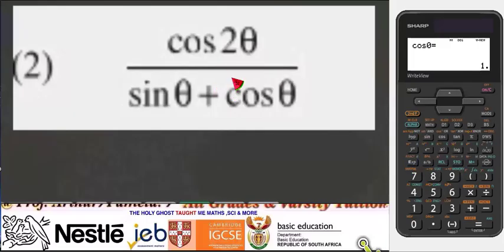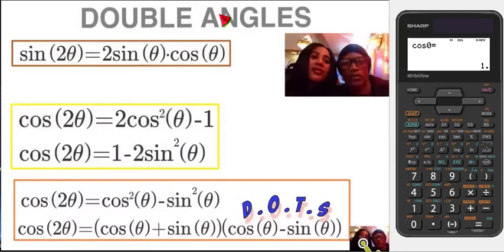Okay, looking at this one. Normally, when you're looking at cos 2 theta, it has two rules. Now, three rules. Now you tell yourself, okay, which one should I use? Let's go back in time.